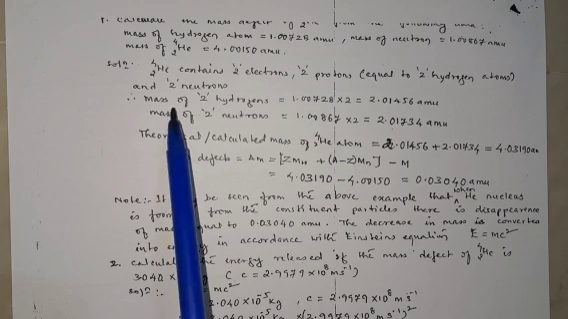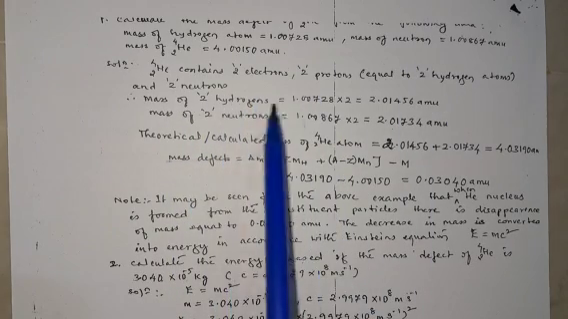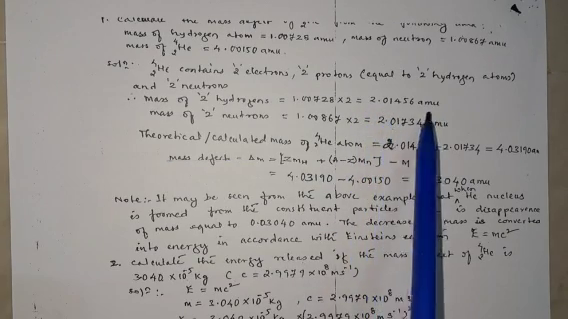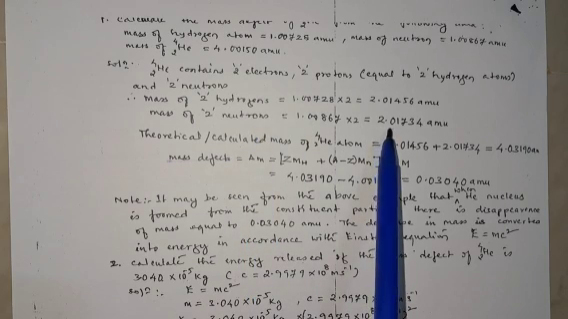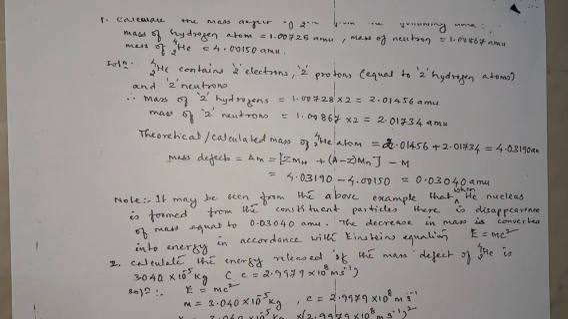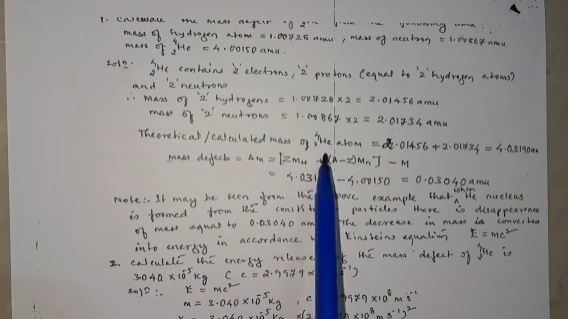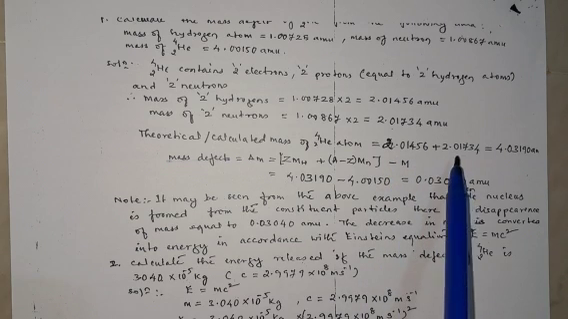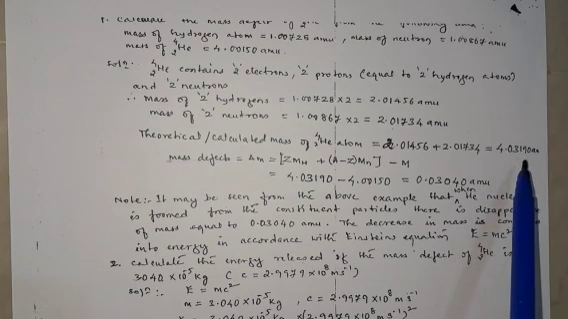If you calculate the mass of 2 hydrogen atoms, that is equal to the 2 protons. The mass of 2 hydrogen atoms is 2.01 AMU and the mass of the 2 neutrons is equal to 2.017 AMU. If you calculate the theoretical mass of the helium atom, it is the sum of the masses of the protons and the mass of the neutrons. That is equal to 4.031 AMU.